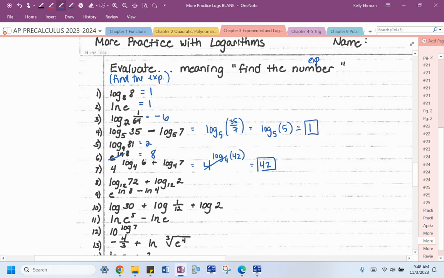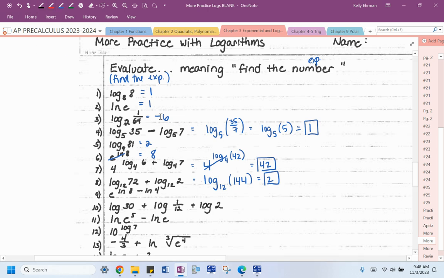Again, for number 8, 12 to a nice power is not 72, and 12 to a nice power is not 2. So we've got to condense this first. Log base 12 of 72 times 2 is 144. 12 to what power is 144? That answer is 2.